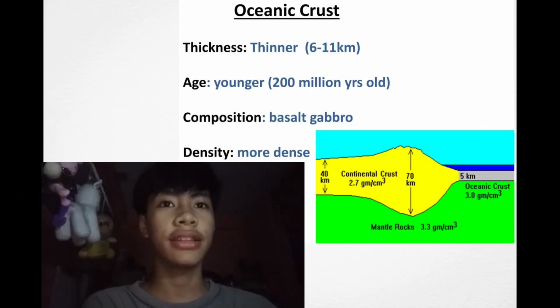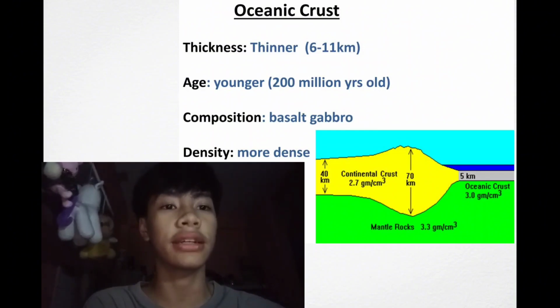Oceanic crust. The age of oceanic crust is 260 million years. The thickness of oceanic crust is 7 to 10 km. The density of oceanic crust is 3.0 grams per cubic centimeter. The rock composition of oceanic crust is basaltic rock.